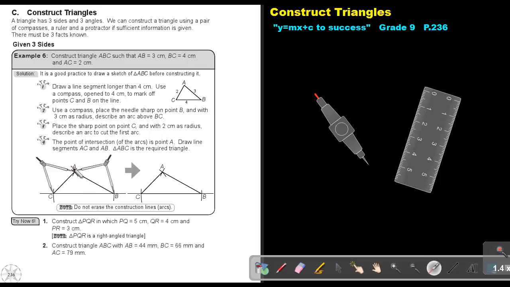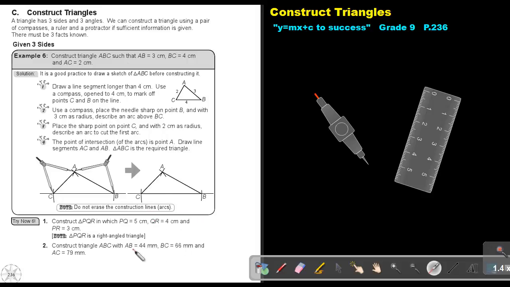Then just make an arc. Then, with the 2 centimeters, describe an arc to cut the first arc. Basically, you first put the compass on B and stretch it to 3, and you make an arc. Then you stretch it to 2, put it at C and make an arc. Where they intersect, that is point A. Then you draw a straight line to C and a straight line to B. This is then your accurate drawing of this triangle. Do not erase the construction lines or the arcs.